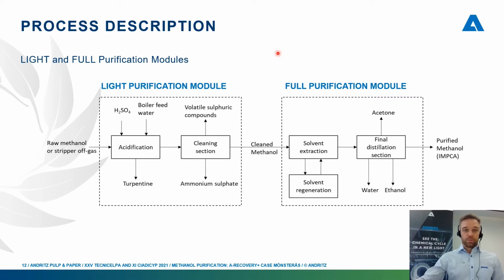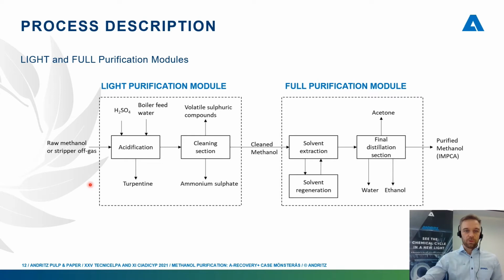Then let's go to the process description. The plant consists of a light purification module and a full purification module. The light module already produces very clean methanol, but if you want to go into this final IMCA quality, you need some additional equipment and this full purification part.